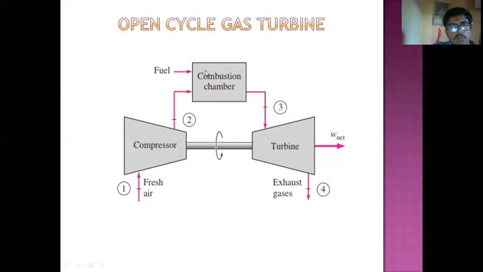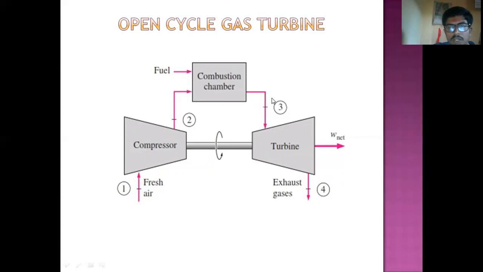The complete combustion of the fuel takes place in the combustion chamber. The hot gases produced from the combustion chamber get mixed with the compressed air. Due to this, the temperature and pressure of the gases increase. Also, the mass of the gas increases. The high temperature and high pressure gases flow into the turbine.